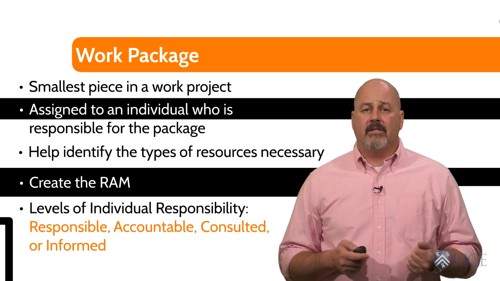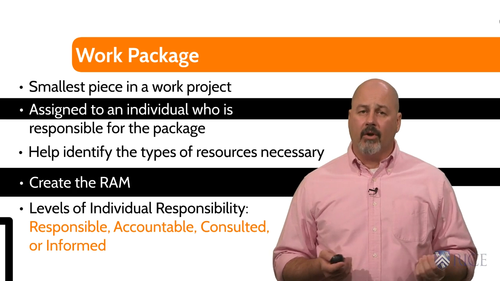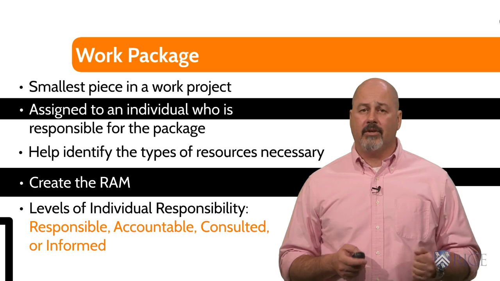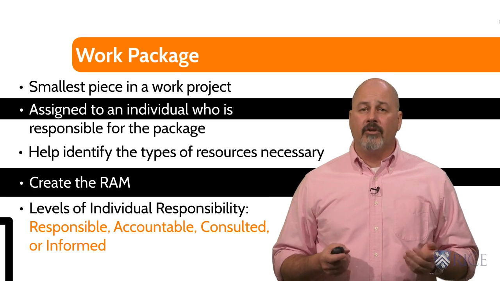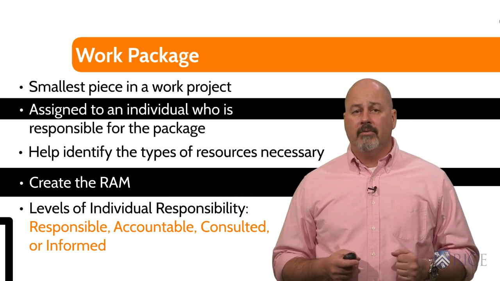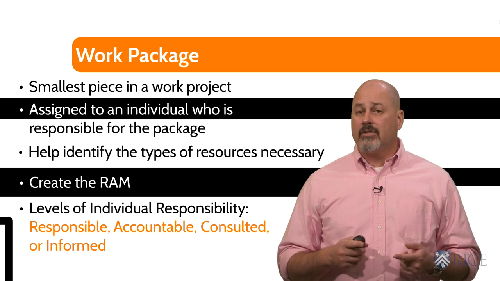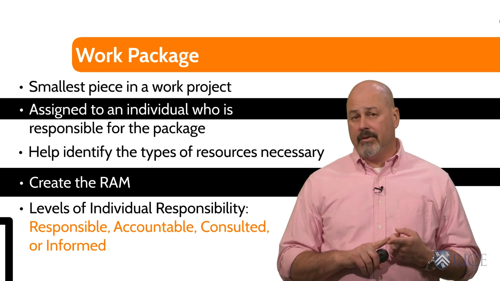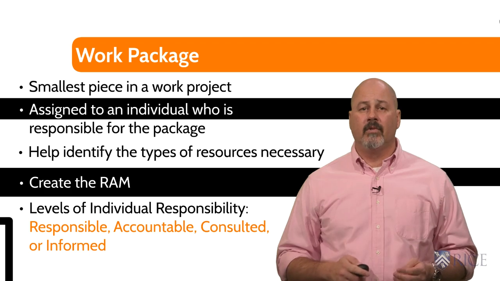After your WBS is done and you've identified the necessary resources, it's important to assign the work. An easy way to do this is to create a RAM, or a responsibility assignment matrix. A version of this is called a RACI, which includes the individual responsibility levels for each task. Those levels are responsible, accountable, consulted, or informed.